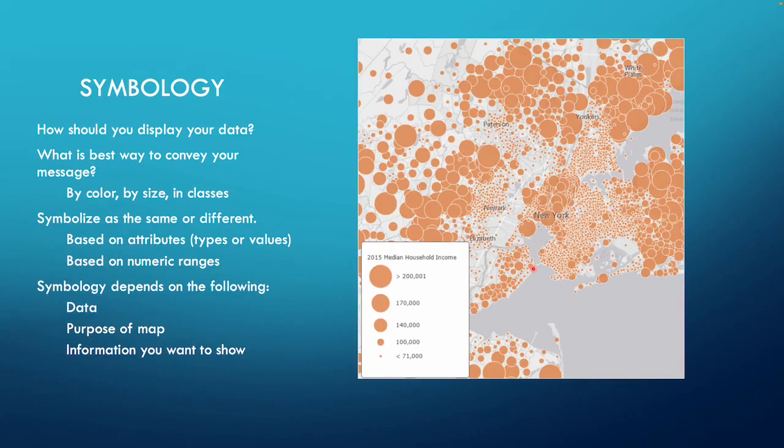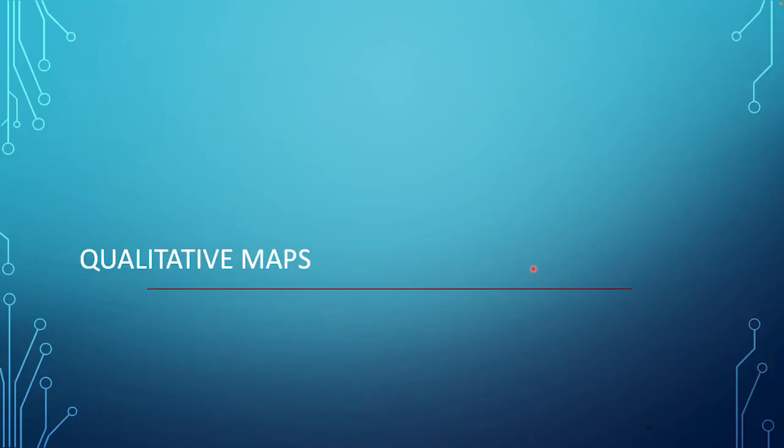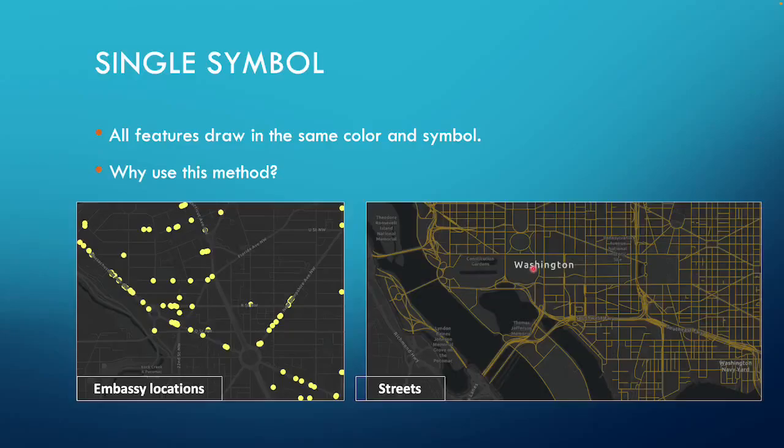And a lot of it is going to come down to, first, what your data are, then what the purpose of the map is, and then finally what information in that you want to try to illustrate. So trying to emphasize some data over other data. All right. So to start with, we'll talk about qualitative maps. Just different ways in which we can show relative differences, and then we'll talk about how we can show different ways to quantify those things.